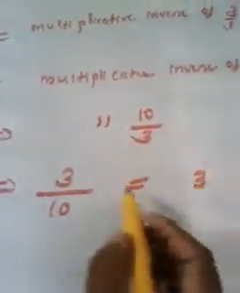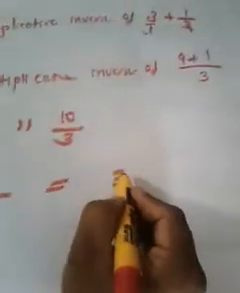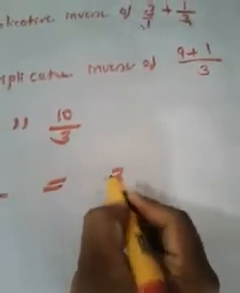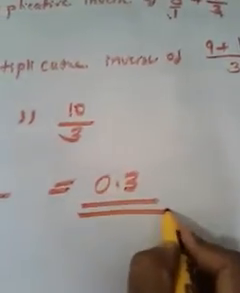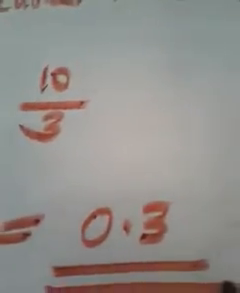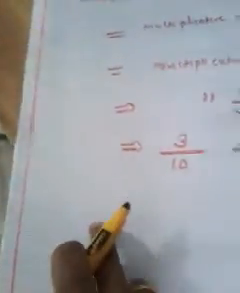Write 3, and from the rightmost side count how many positions. There is 1 zero, so 1 position to the left side. So 1. Here you can give the point. So the answer is 0.3. Your answer will be 0.3, and it is a correct statement. The multiplicative inverse of 3 1 by 3 is 0.3 itself, because when we calculated it, we got 0.3. You can write the conclusion: the multiplicative inverse of 3 1 by 3 is 0.3. So the statement is correct.